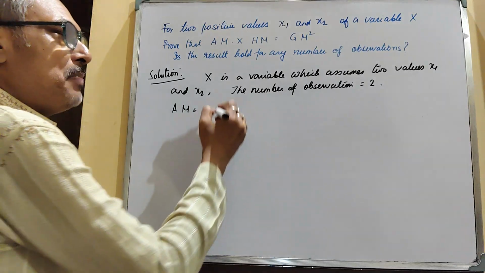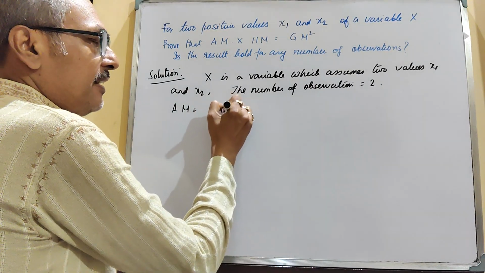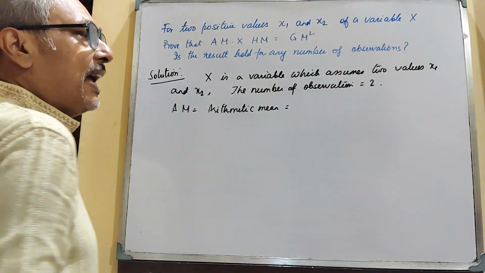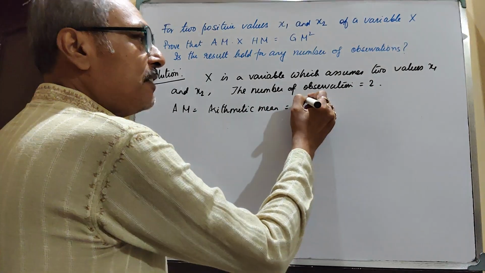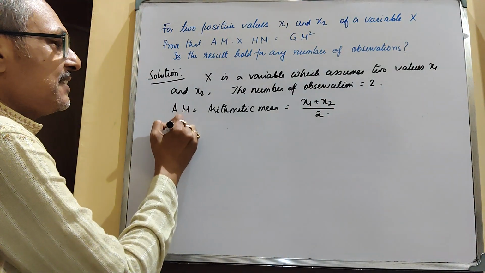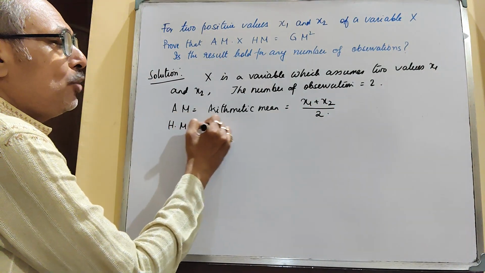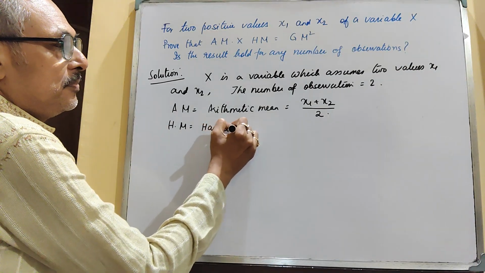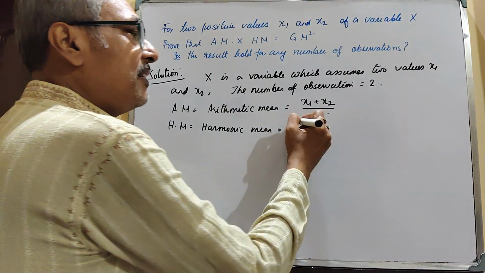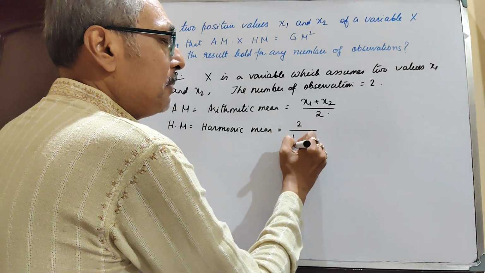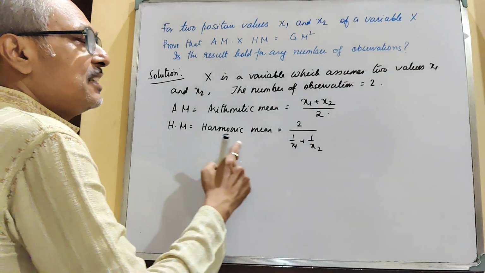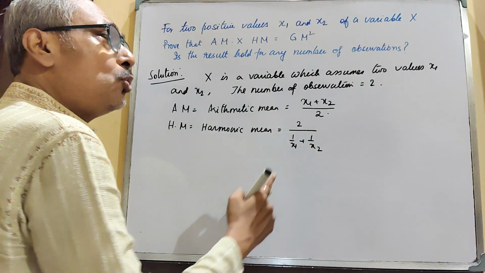Now what is AM? AM is arithmetic mean. How to calculate arithmetic mean for two observations? x1 plus x2 divided by 2. What is HM? HM is harmonic mean. How to calculate harmonic mean? That is 2 by 1 by x1 plus 1 by x2. This is the formula for harmonic mean for two observations.